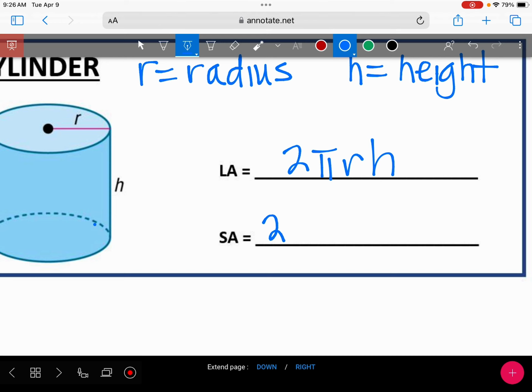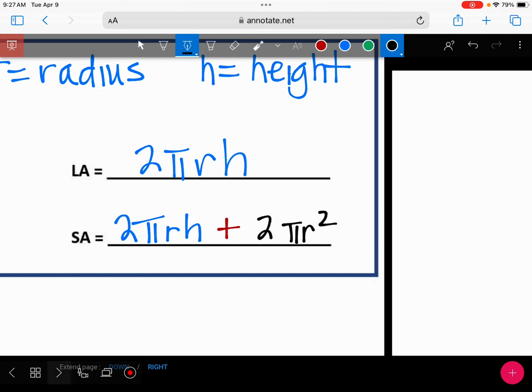Almost done for today. Surface area, we use our lateral area, but then you have to add on to that 2 times the area of the base, which is pi r squared. So go ahead and copy down that formula, and then we're going to skip to page 3 and do that cylinder, and then we'll end there for today. We'll come back to the one above it tomorrow.